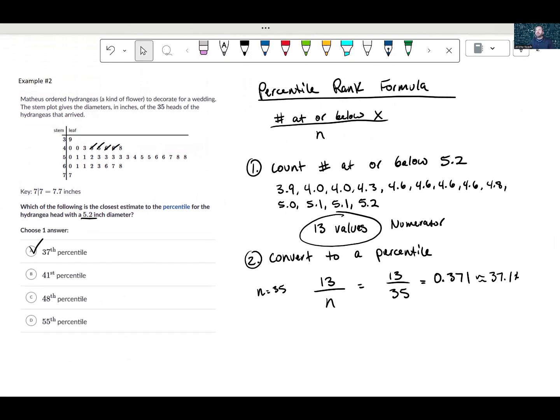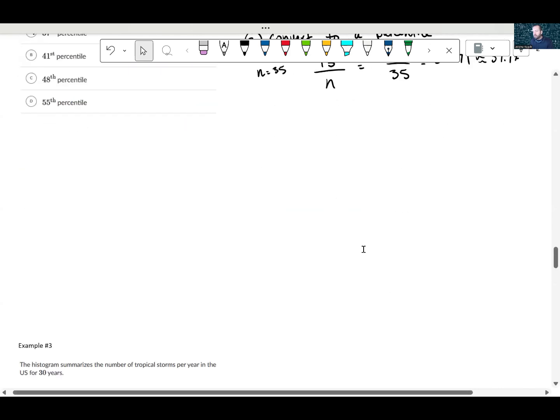Okay, so again, the percentile position formula is when we're given the percentile and we want to know the position or the number that's associated with the percentile or the interval. And the percentile rank formula is when we're given a value and we need to find what the percentile is, like this second example here. Okay, let's look at one more of these.